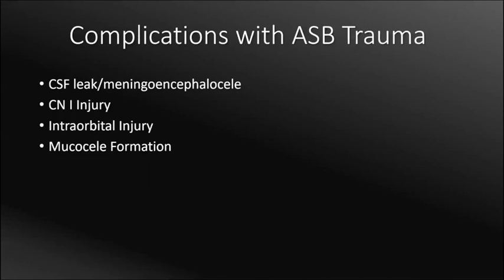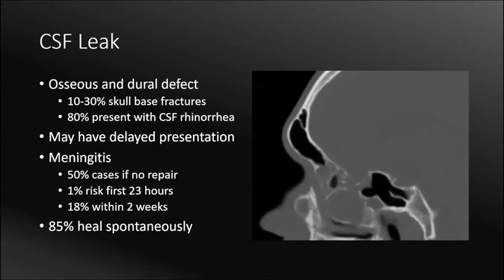Complications associated with anterior skull-base trauma are shown here, some of which we've already alluded to in the previous slides. That would include CSF leak, meningoencephalocele, cranial nerve 1 injury, intraorbital injury, and mucocele formation. CSF leak can occur when there's both osseous and dural defect and is seen in up to 30% of skull-base fractures. Although most will occur within the first 48 hours, up to 5% may present in a delayed fashion months or even years after the trauma.